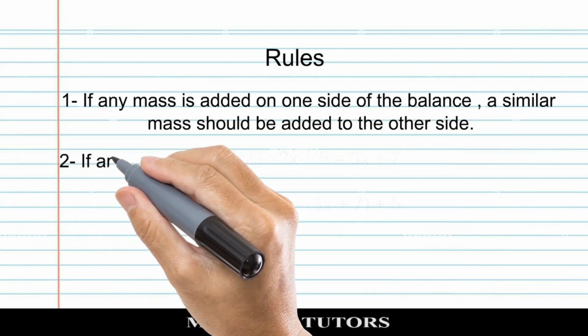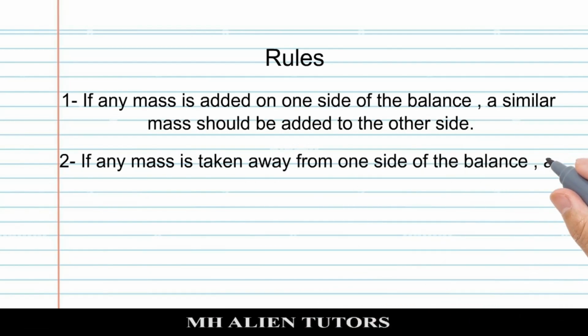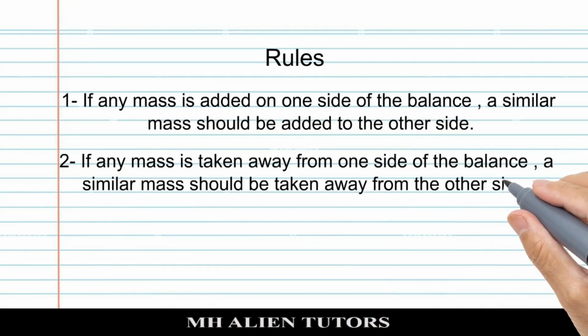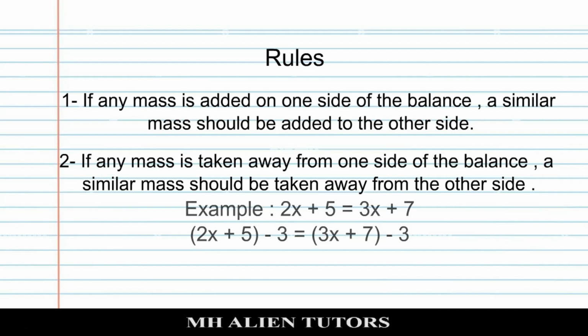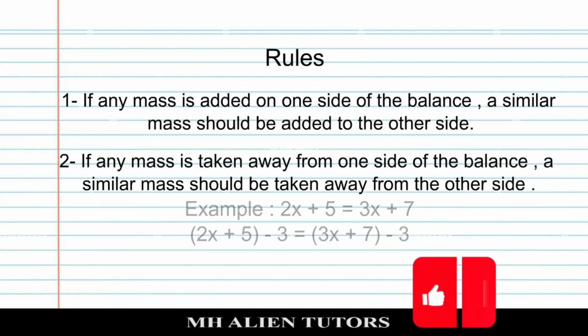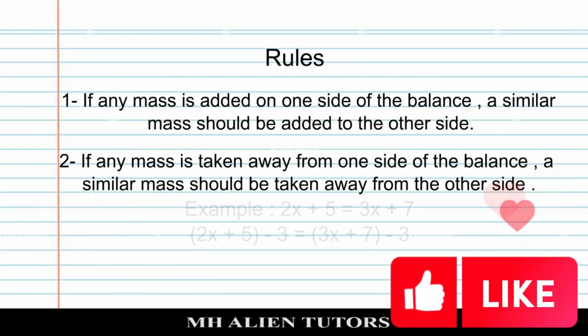Rule number 2, if any mass is taken away from one side of the balance, a similar mass should be taken away from the other side. If we take away 3 on the left-hand side, then we should definitely take away 3 from the right-hand side.